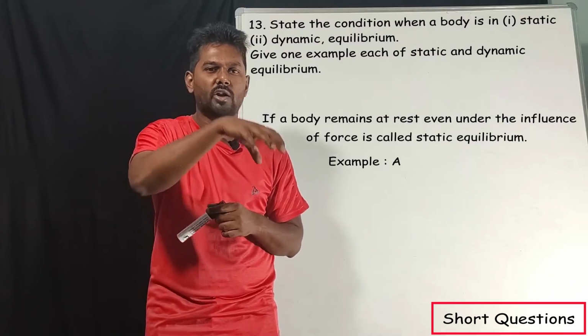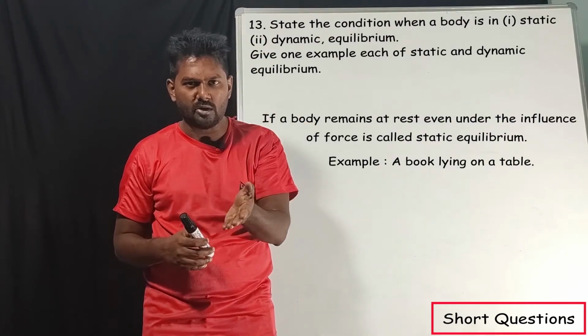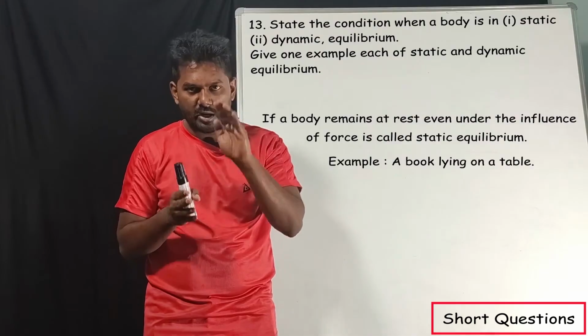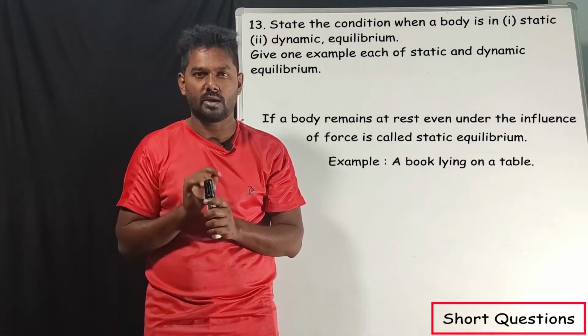Example, a book lying on a table. Even though there are two forces, one force is due to the weight of the book and the second force is due to the table on the book, there are two forces, but still the object is not moving.